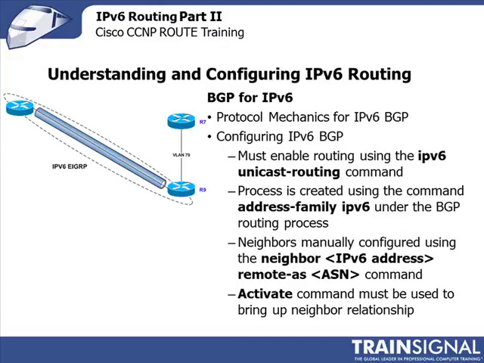To configure IP version 6 BGP, you again first have to enable IP version 6 routing using the ipv6 unicast-routing command from global configuration mode. And then the process itself is created under the command address-family ipv6 under the currently existing BGP routing process. This refers back to what I mentioned a moment ago. There's an address family for IP version 4 and an address family configuration section for IP version 6. Neighbors are still manually configured. It's the neighbor IP version 6 remote-as ASN command. None of that's any different.